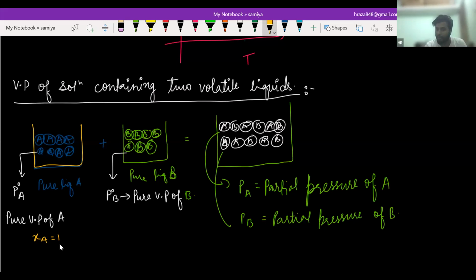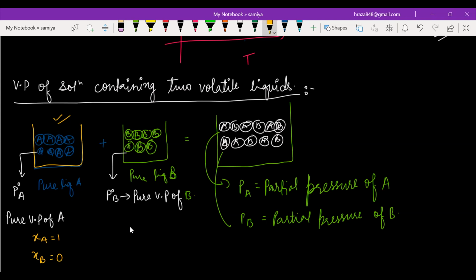The sum of all the components' mole fractions in a container is equal to one. Since only A is present, the mole fraction will be one. And what is the mole fraction of B? Since in this container there are no moles of B, B is not present here, so the mole fraction of B will be zero.